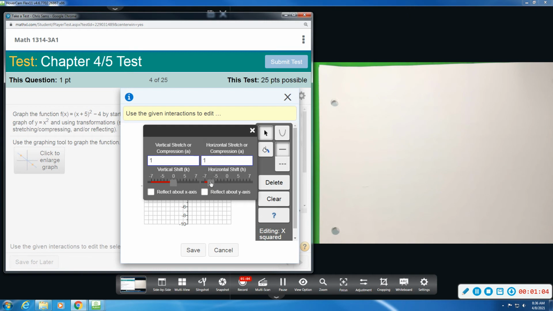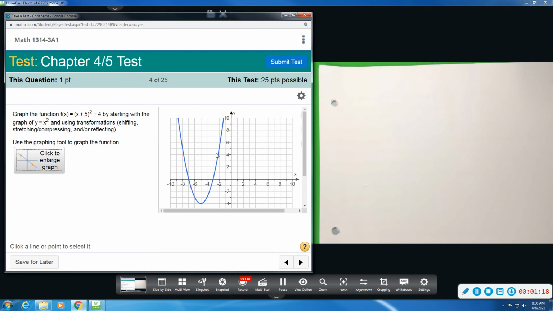Okay, that's right. The vertical shift was down 4. Once we do that, we save it, and then it graphs the parabola for us. So all you have to do is be familiar with the transformations, what does what, and then you can graph that.